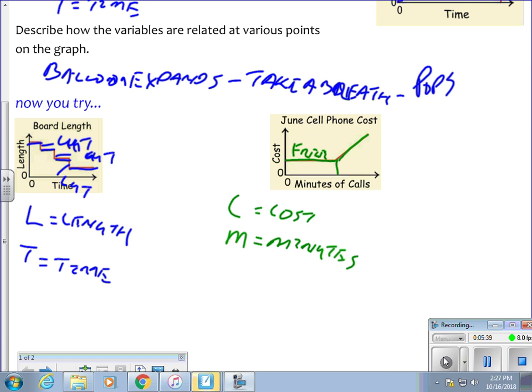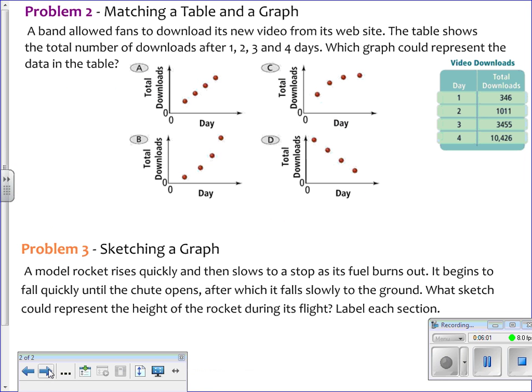It doesn't cost you anything more than your basic plan. You get so many minutes, and then after you hit those minutes, you have to start paying. So it starts going up in price, something along those lines. It's not an uncommon thing with phones. Any questions? Okay. All right.